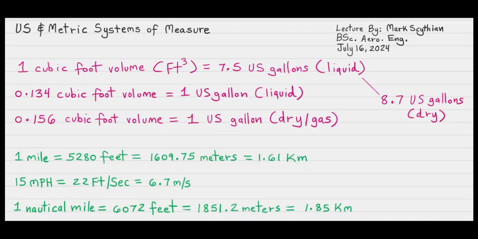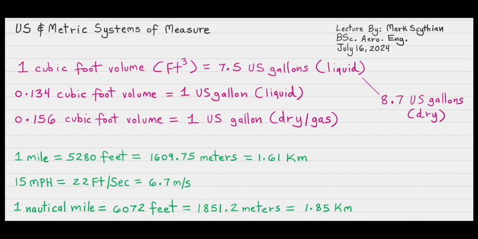Let's see here, 1 cubic foot of volume is 7.5 US gallons. That's US gallons liquid. And if it was gaseous, then it would be 8.7 US gallons dry to 1 cubic foot of volume. And this is with respect to liquids mainly. But if you're dealing with a dry cubic foot of gas, then it is 0.156 cubic feet. Dry volume is 1 US dry gallon.